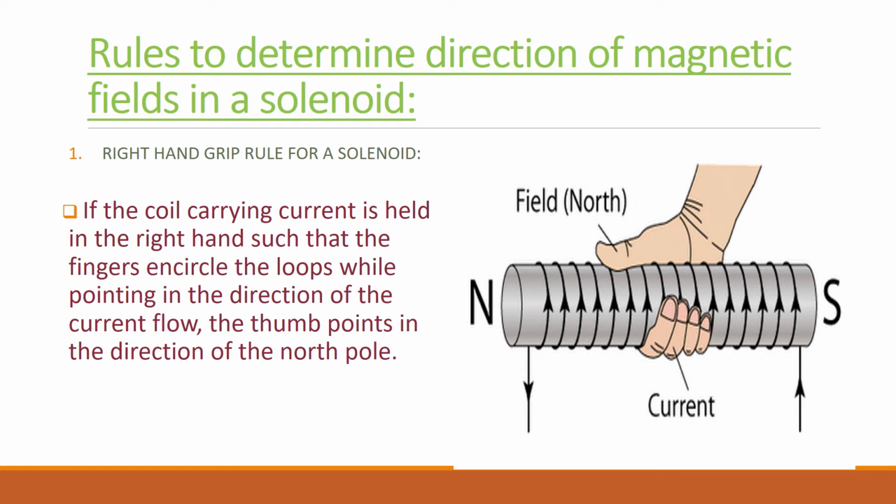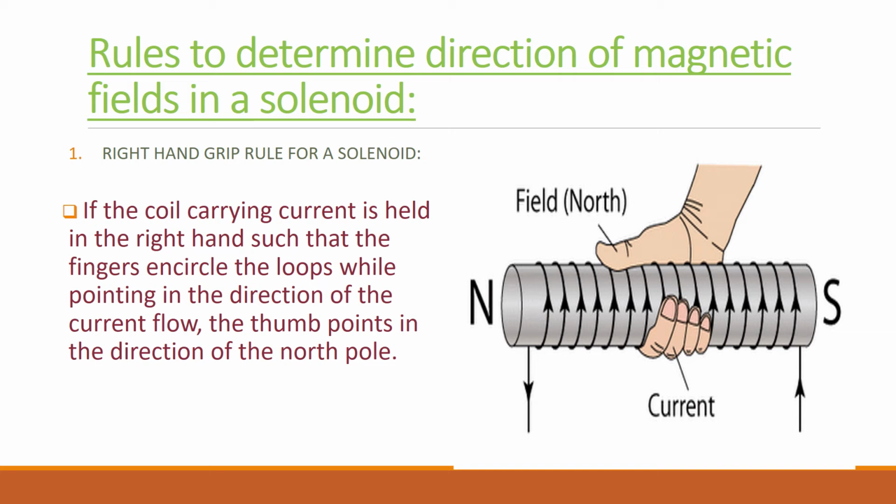If you have a solenoid, magnetic fields outside the solenoid move from north to south, and inside the solenoid they move from south to north, such that they make a complete loop, just like in a bar magnet. Now, the problem here is, how will you be able to tell which side is north and which side is south? That is when the right-hand grip rule comes in handy.